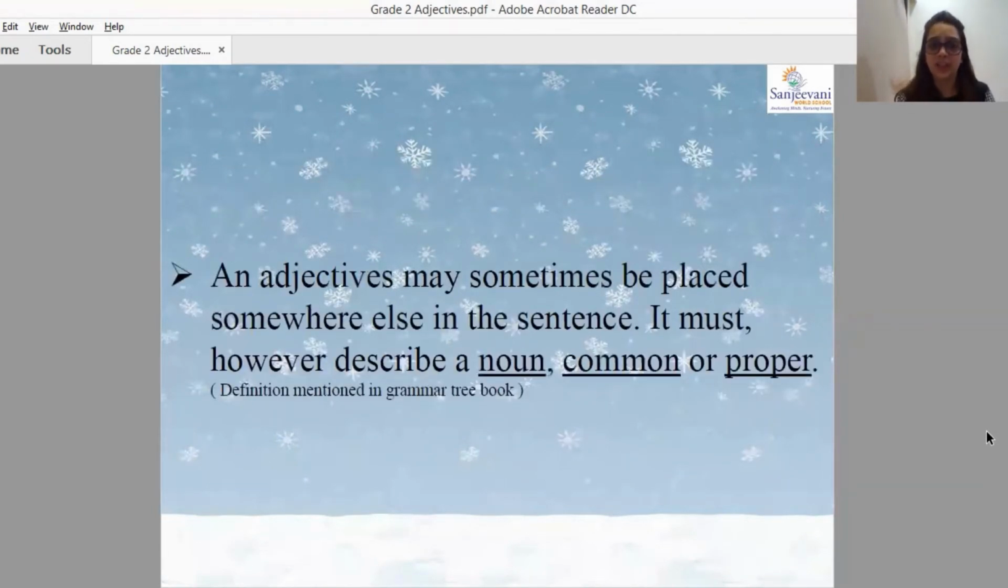And adjectives may sometimes be placed somewhere else in the sentence. It must, however, describe a noun, common or proper. Now we know what is a noun, what is a common noun, what is a proper noun, right? So it is not compulsory that it is always placed just before the noun. It can describe more about the common noun. It can describe more about the proper noun. It can describe more about the nouns as well.